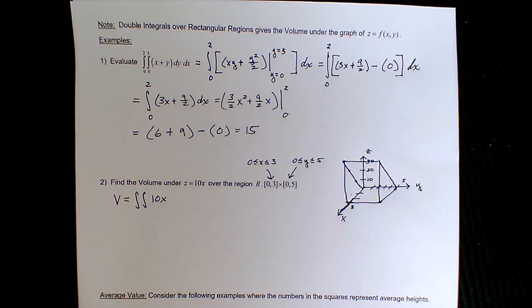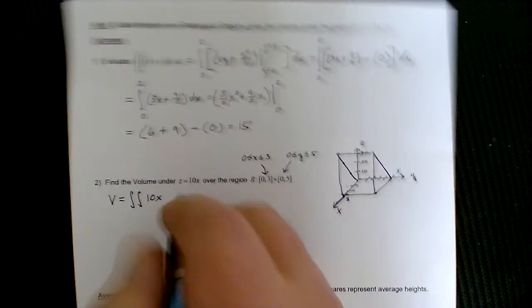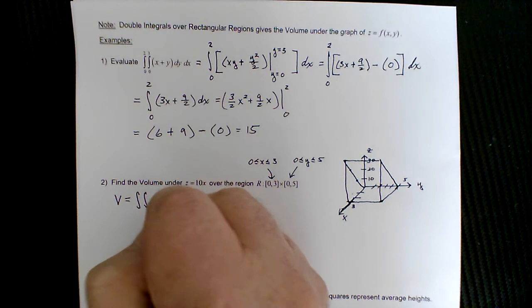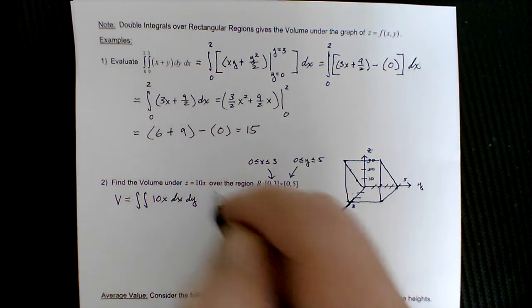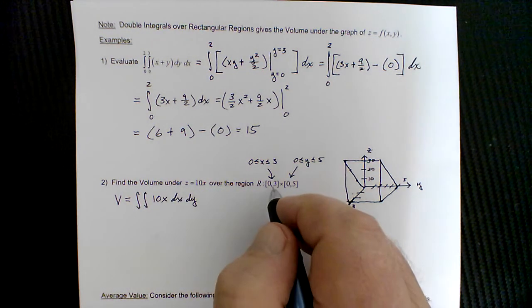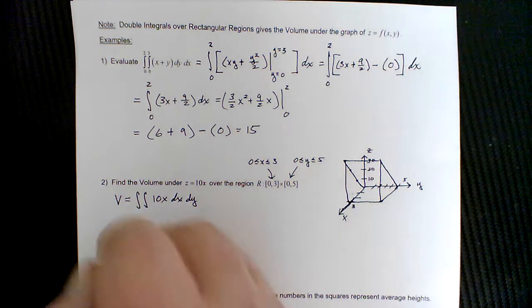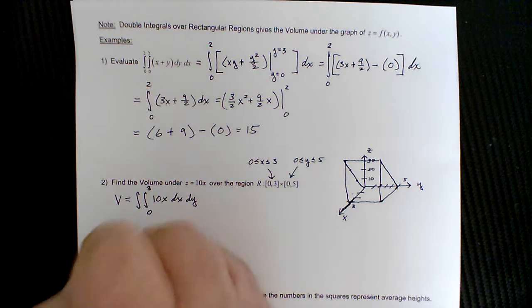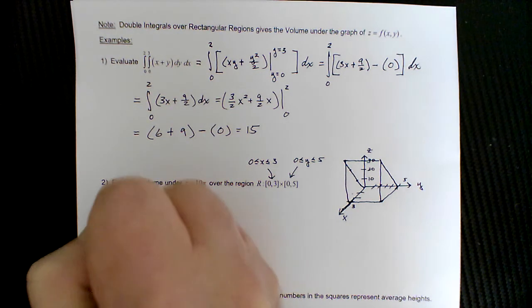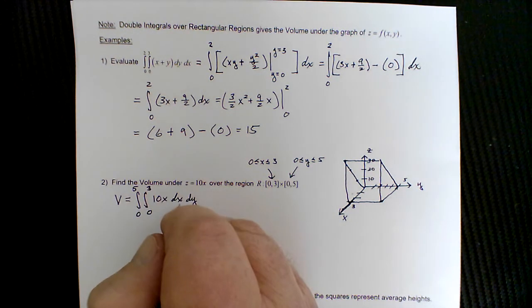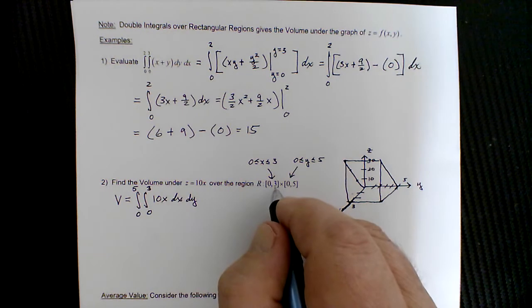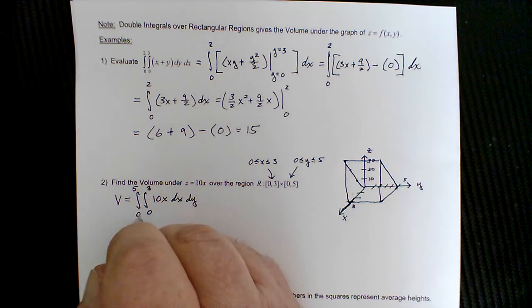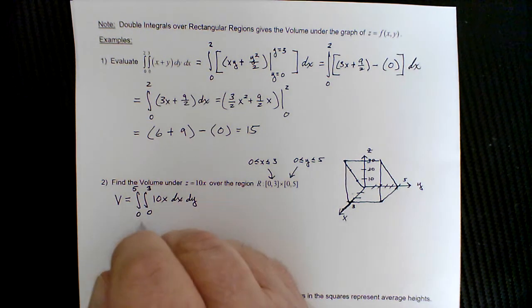You could put the x first and the y second, or the y first and the x second, the differentials, I mean. So let me go with x's. So let me say dx dy. And then I'll fill in the limits. The inner integral would be 0 to 3, and the outer integral would be 0 to 5, because the inner integral is with respect to x, which is 0 to 3 again, and the outer integral is with respect to y, which is 0 to 5.